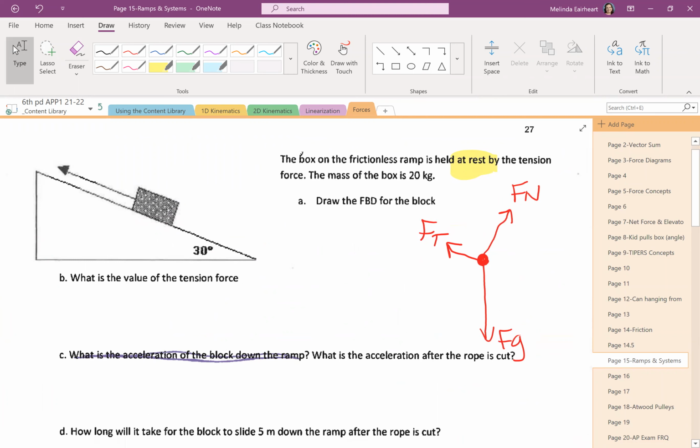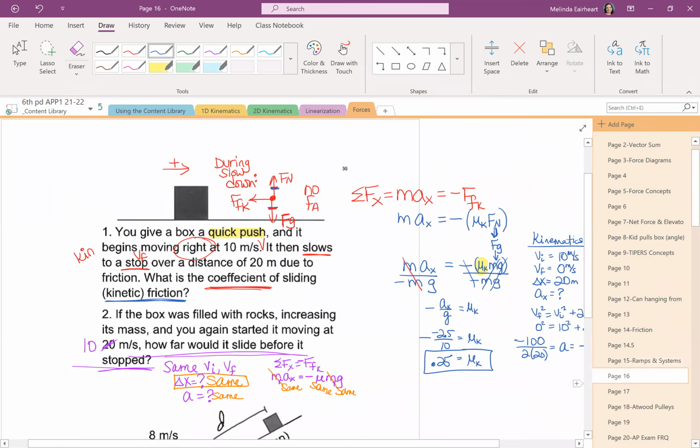But I'll be honest, if you leave it here, a lot of you are going to forget about FG parallel and FG perpendicular. So I say, draw one on the side, your chicken scratch diagram. Let's draw the components. And so watch my procedure. I'm going to start. Ooh, what happened? Hold on.